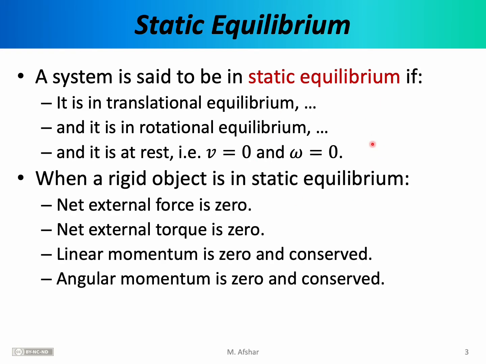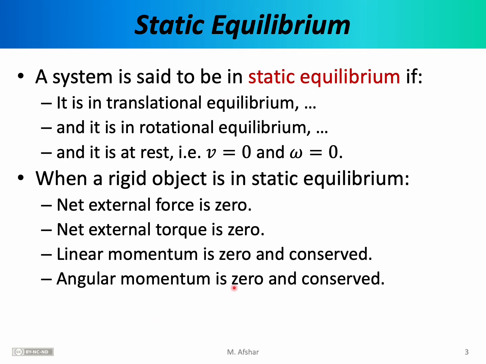These conditions have some consequences, obviously. If an object is in static equilibrium, then we know that the net external force must be zero and the net external torque must be zero. That's by virtue of being in both translational and rotational equilibrium. Furthermore, the linear momentum is zero and it is conserved. The linear momentum is zero because the velocity is zero. Remember, linear momentum is mass times velocity. So the momentum is zero, and it will stay at zero by virtue of being in translational equilibrium.